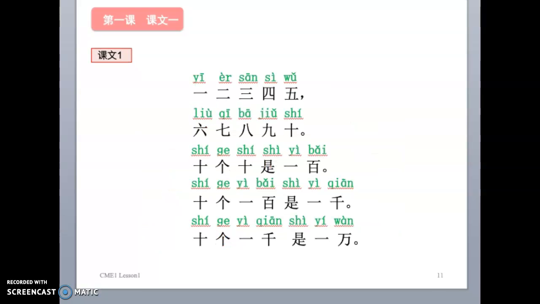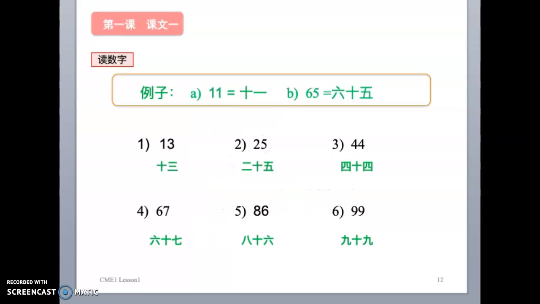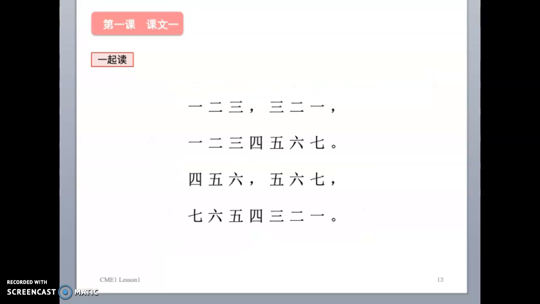Here's a poem that is also in your book, and it is recorded with an audio recording. You can listen to this and practice your pronunciation using that recording. Here's an exercise of figuring out what the numbers are from our Roman numerals to the Chinese Hanzi.